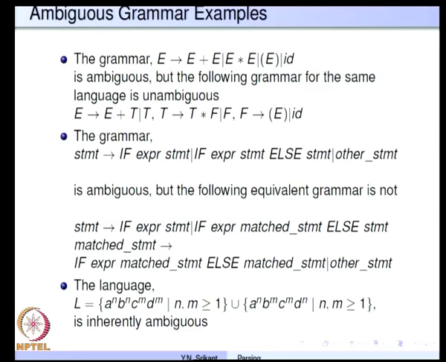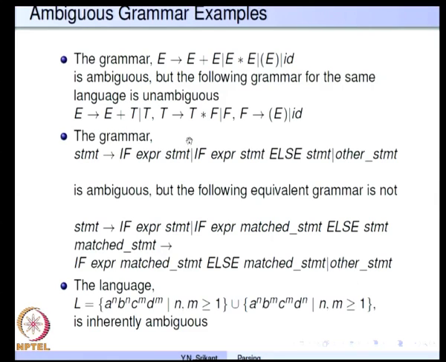So as I already said, ambiguous means there are two parse trees for the same string. So for example, the grammar E to E plus E, E star E, parenthesis E parenthesis, ID. This is ambiguous, but we can actually design another grammar which generates the same language. E to E plus T or T, T to T star F or F, F to parenthesis E parenthesis or ID. The difference between these two grammars is, for the first grammar, plus and star are at the same precedence level, whereas here star has more precedence than plus.